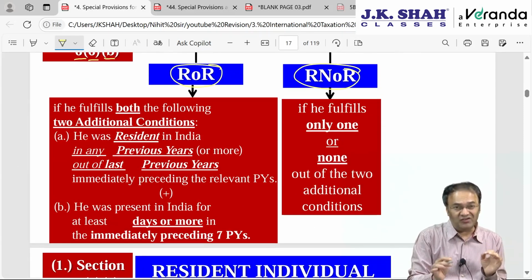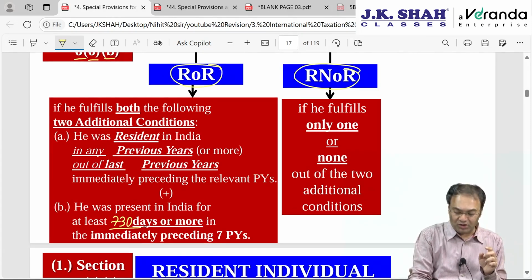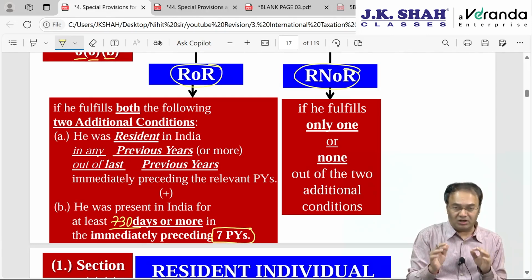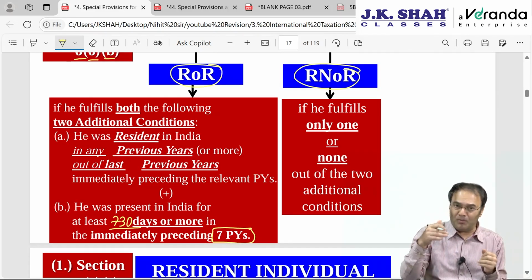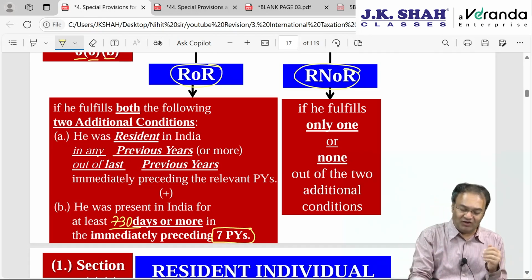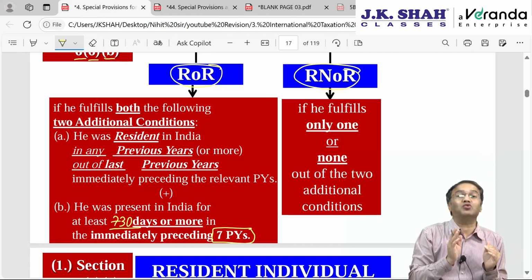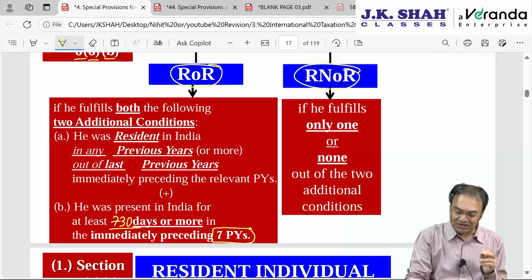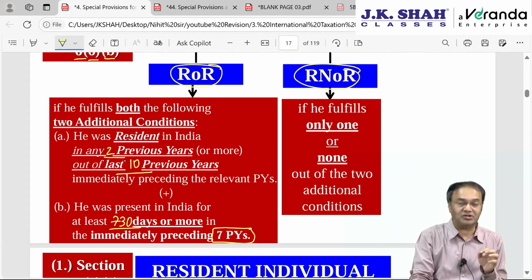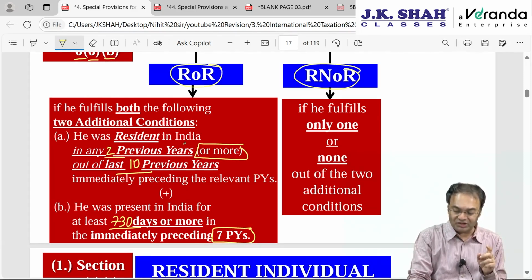Number 1, if he is present in India for 730 days or more, that is the second additional condition, 730 days or more in the immediately preceding 7 previous years preceding the current year. Current year is to be ignored, go backwards, last 7 years. Same way, the first additional condition requires us to go backwards 10 years. In the last 10 preceding previous years, he was resident in India in any 2 or more than 2 previous years.